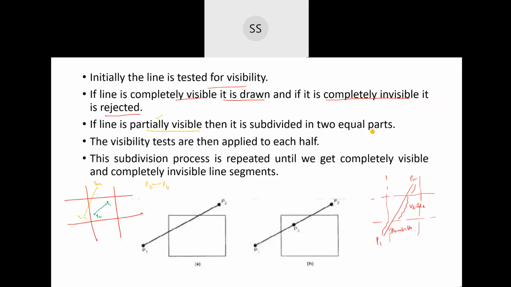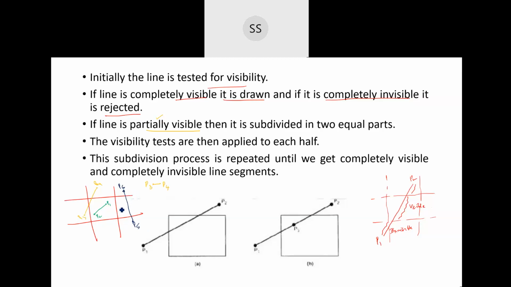So what do you mean by completely invisible? Completely invisible condition if I take a line of this particular form. If I take a line which has the endpoints P5 and P6, I consider a line segment where both the endpoints are outside my window.